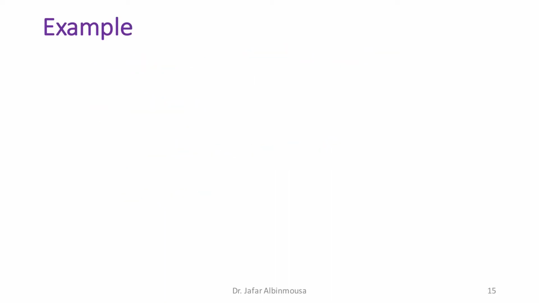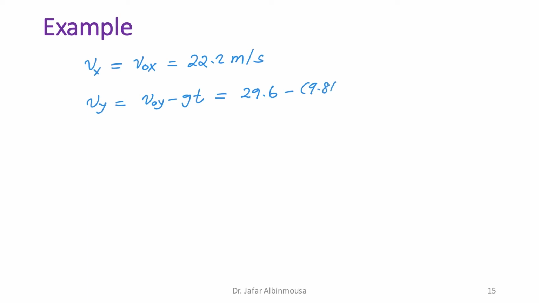To calculate the velocity, we have Vx equals V0x, it will not change, which is equal to 22.2 meters per second. For the Vy, it is equal to V0y minus gt. And this one is 29.6 minus 9.81 multiplied by 2 seconds, and this is going to give you 10 meters per second.